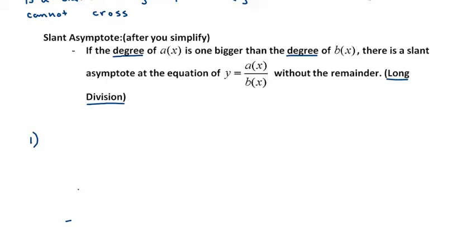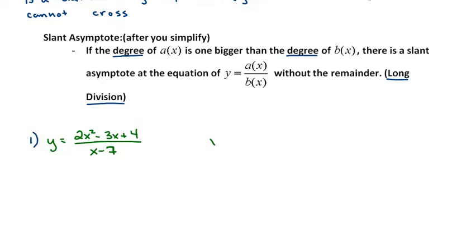So let's make up one. y is equal to (2x squared minus 3x plus 4) all over (x minus 7). Alright, so you tried to simplify it, it didn't work, and you're still looking at it. It has no horizontal asymptote because the degree of the top is 1 bigger than the bottom. So you move on to a slant asymptote. And in the case of a slant asymptote, you actually have to do long division.